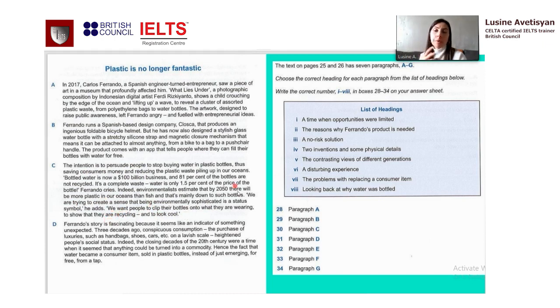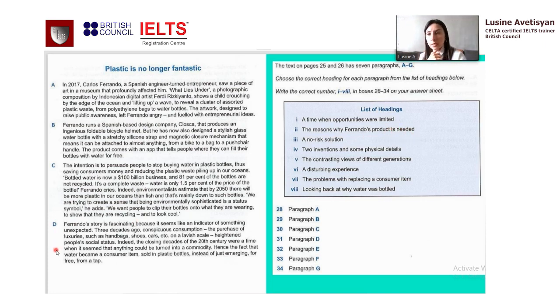So the whole paragraph basically speaks about how bad this waste is and what they are trying to do, what they are doing as an intention, what they wish as a result, what they want to show, right? So we would go here, three reasons I would say here, reasons why Ferrando's product is needed.